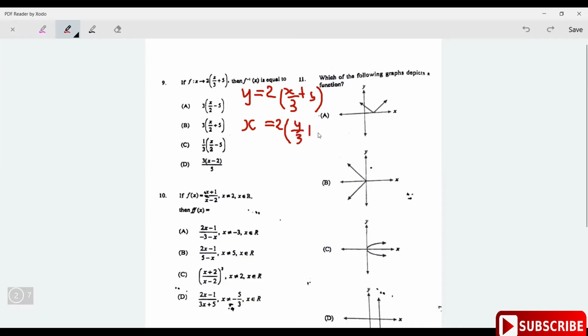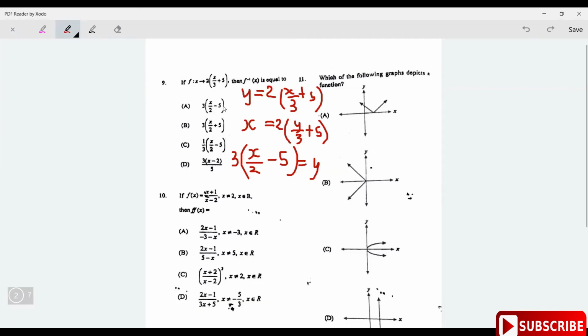And so first thing you do is you divide by 2, to get x over 2. Then we subtract 5. And then we multiply by 3. That will give us what is y. This is equal to y. And so that's the inverse: 3 times x over 2 minus 5.